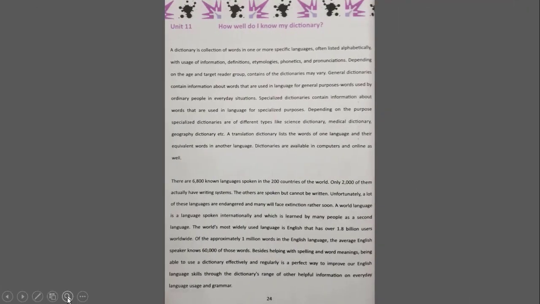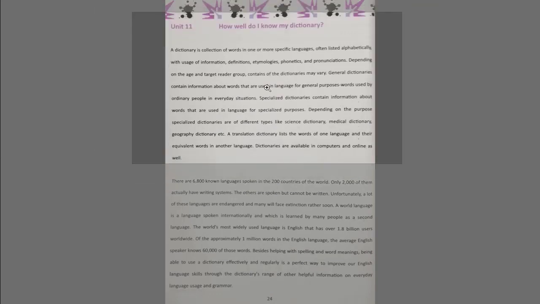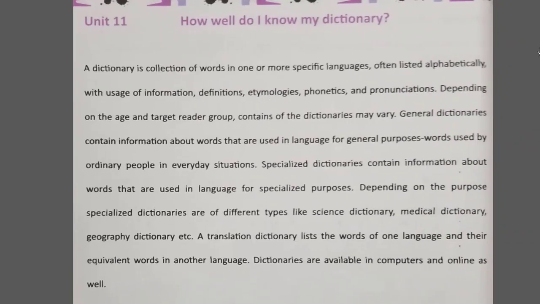Okay, so this is unit 11, How Well Do I Know My Dictionary. Let's just focus on this part. I'll continuously read this paragraph, then I'll try to give you a short summary. Meanwhile, the words I try to explain, please underline those.